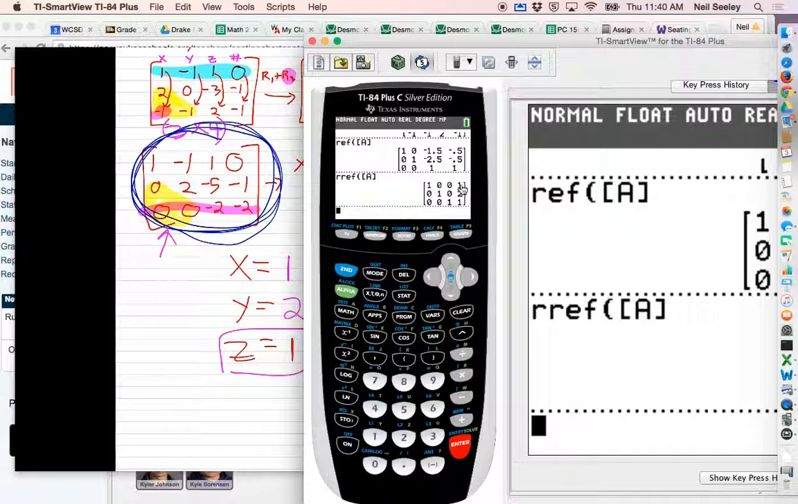1x, since I entered some numbers in, equals 1. Oh! 1y equals 2. And 1z equals 1. It gives you like the answers. Like, it tells you x, y, and z explicitly. Isn't that weird? That's easy.